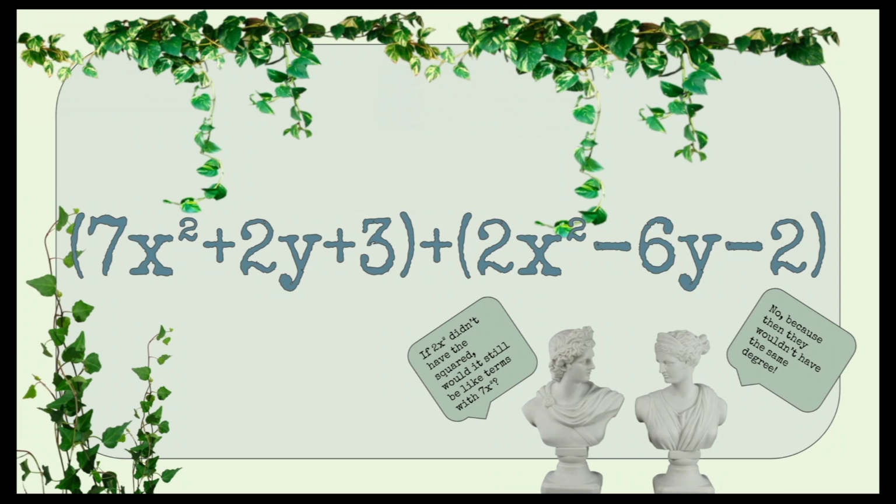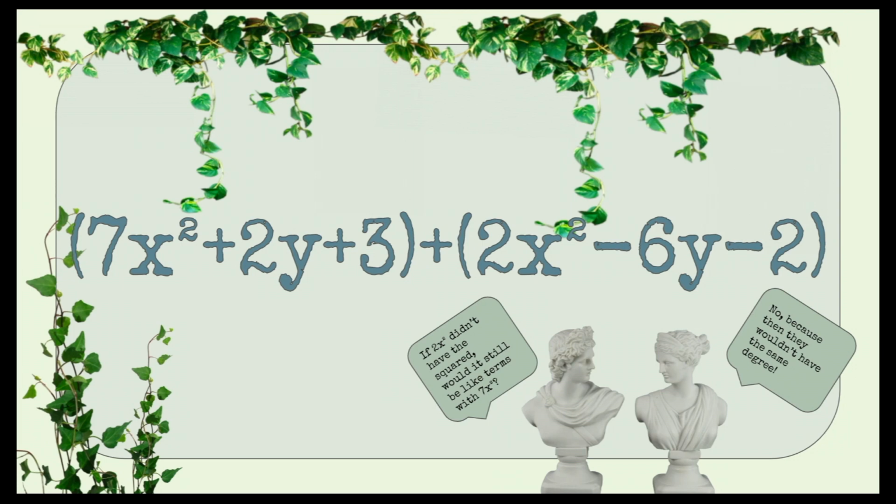Here is an example. We can ignore the parentheses because this is adding polynomials, so the operations will remain the same. Now we can see that there are three pairs of like terms: 7x squared and 2x squared, 3y and negative 6y, and 3 and negative 2. Pause the video now if you would like to figure this example out by yourself.